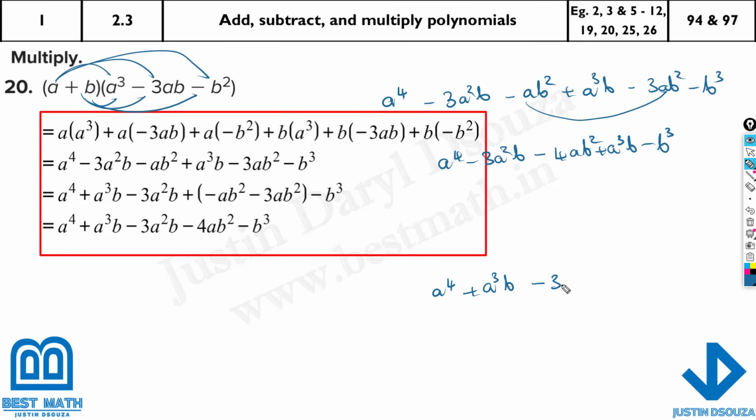Then we have minus 3a squared b. And then we write minus 4ab squared minus b cubed. So that's why it is written that way. But even writing this is absolutely fine. This is also correct. It's just that the terms are in different positions. That's fine. As long as the terms are correct, you will get full marks.